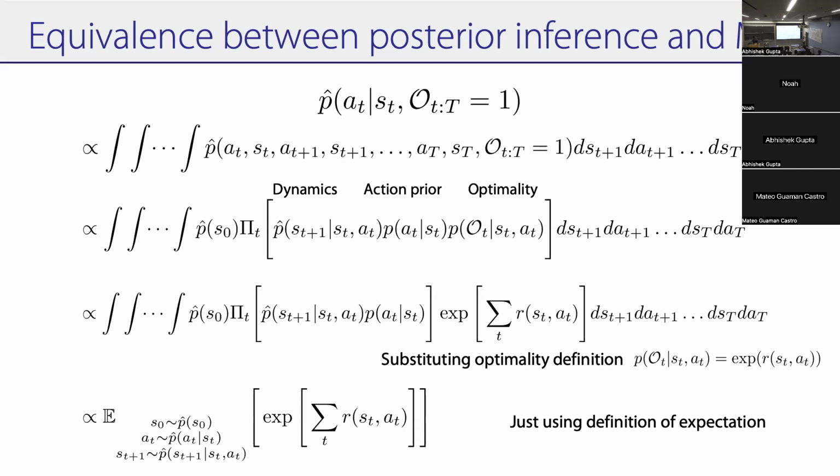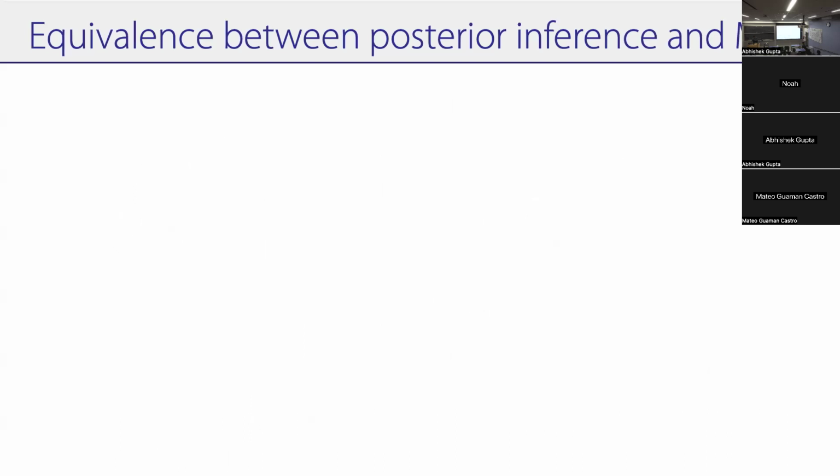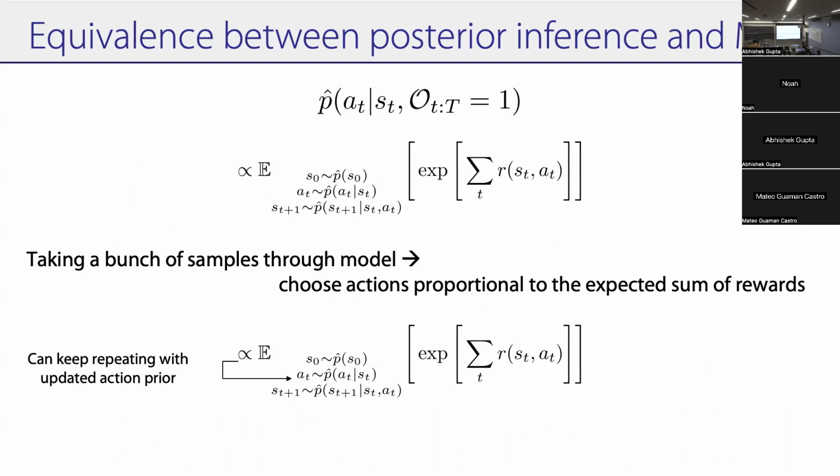It's just constructing the joint, marginalizing out all the variables after your current time step, and that becomes the expectation over all things in the future of the exponentiated sum of rewards, right? Which is what MPPI does. So you can think of this as just saying, you're going to roll things forward, remember the P hats. But the point is you can sample actions, weight them by exponential reward, and improve the action prior. That gives you model-based RL.